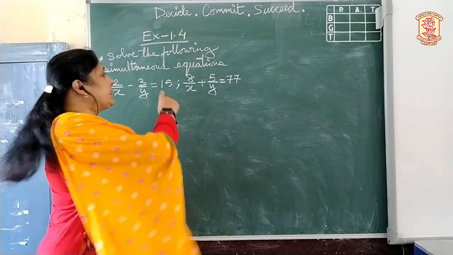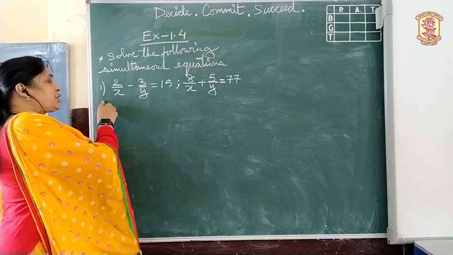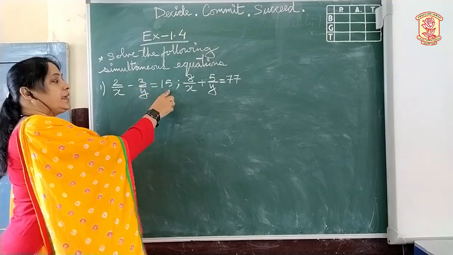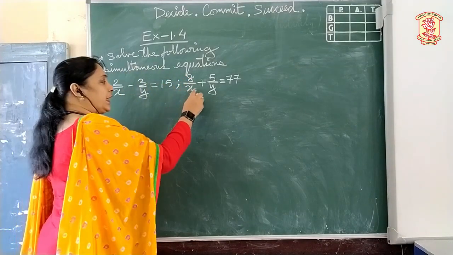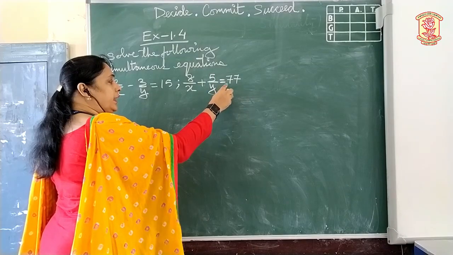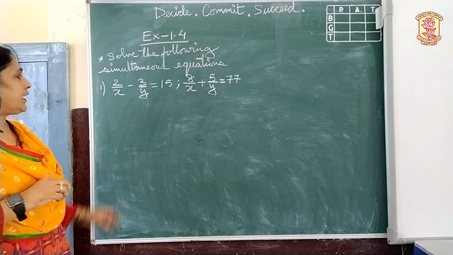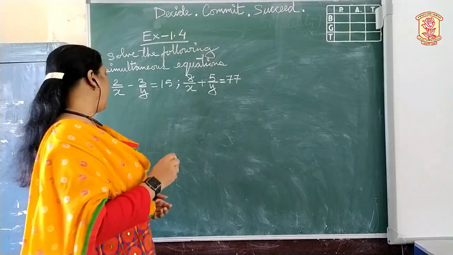Solve the following simultaneous equations. The first one: 2 upon x minus 3 upon y equals 15. And the next one is 8 upon x plus 5 upon y equals 77. Now these equations we are going to convert into linear equations.